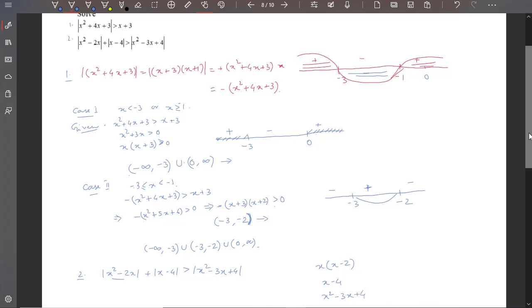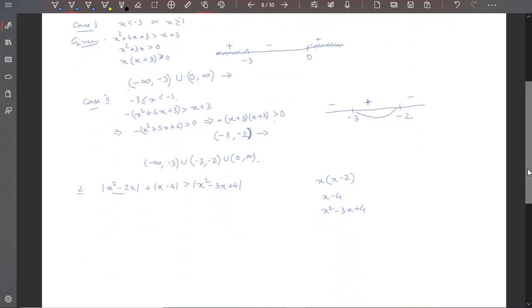I have a small doubt. Its d is less than 0. Its d is less than 0. 9 minus 16, it will be minus 7. Yes, d is less than 0. So this is always positive. Why positive? We know the sign of the quadratic expression.